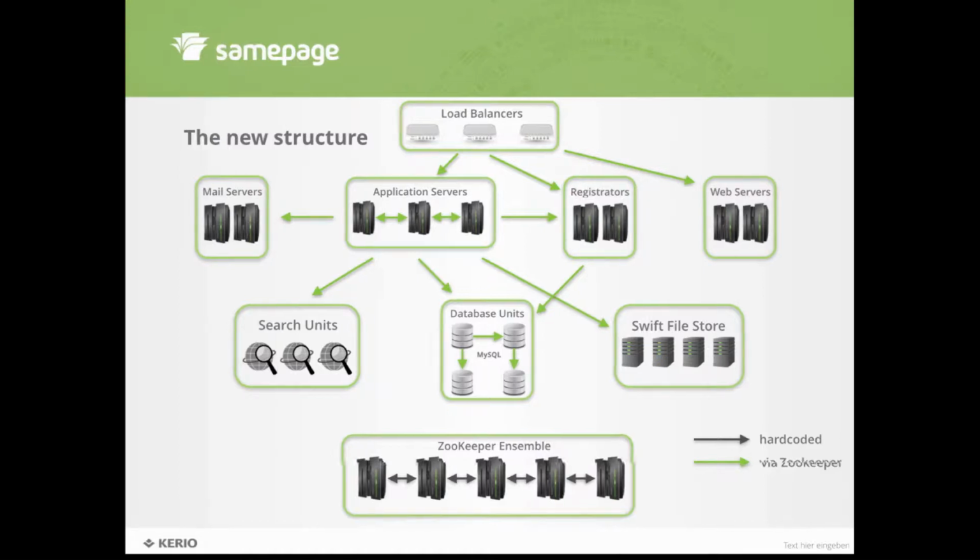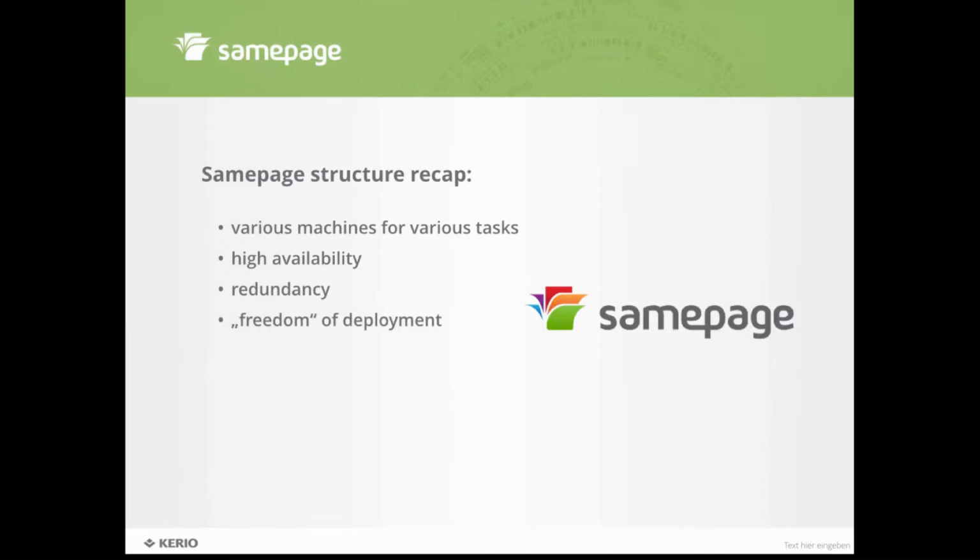Okay, perfect. So let's do a Samepage structure recap. We have various machines for various tasks. This guarantees us high availability. We have very high redundancy concerning those machines, which gives us the freedom of deployment. What do I mean by freedom of deployment? Because we have different machines and different servers hosting our Samepage cloud, it gives us the ability, for example, just to update an organization. Let's say it's a Kerio internal organization, to update this with a new version so we can test it before it is released to the public.